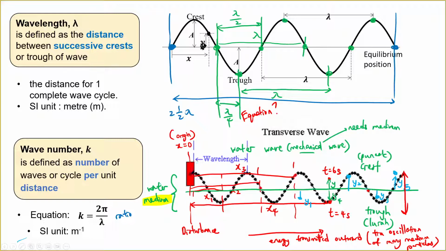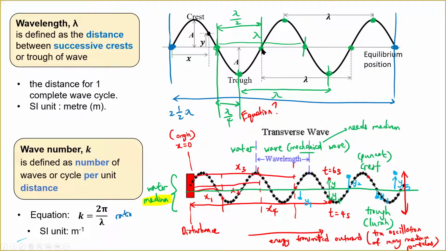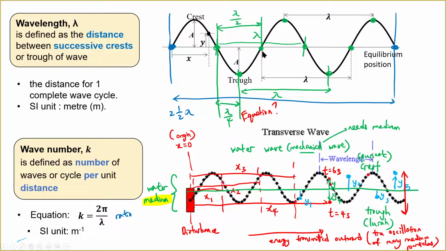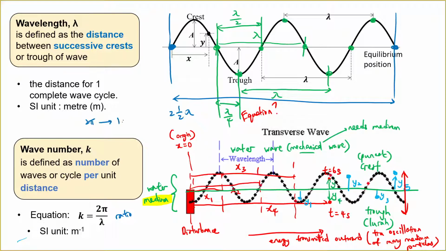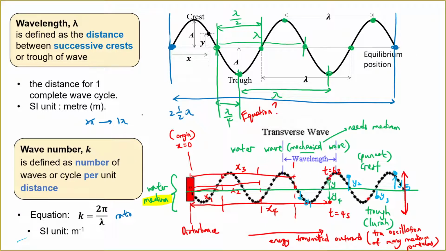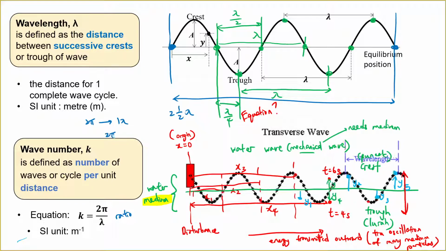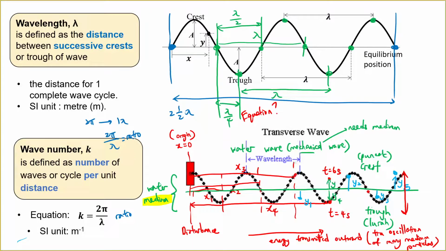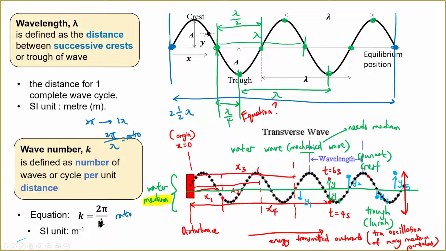Betul. Dari sini ke sini ialah 2 pi, 360 darjah, betul tak? 2 pi. So kita boleh anggap 2 pi ini bersama dengan 1 lambda, betul? Betul. So boleh kata 2 pi bahagi lambda adalah macam satu ratio, betul tak? Macam satu ratio, ya. So it's just a ratio lah, ya.